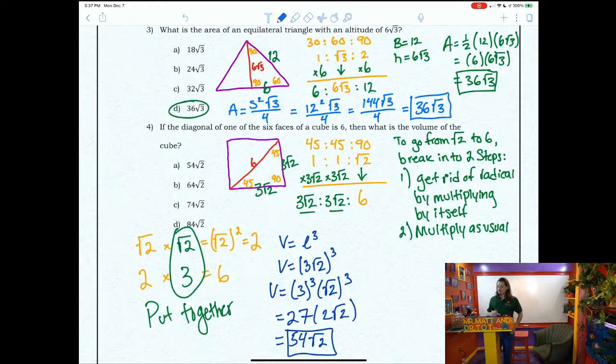First, get rid of the radical. And you do that. I did this in the bottom left-hand corner in orange and green. And I'll highlight this here in blue. I'm going to draw a blue square around it.